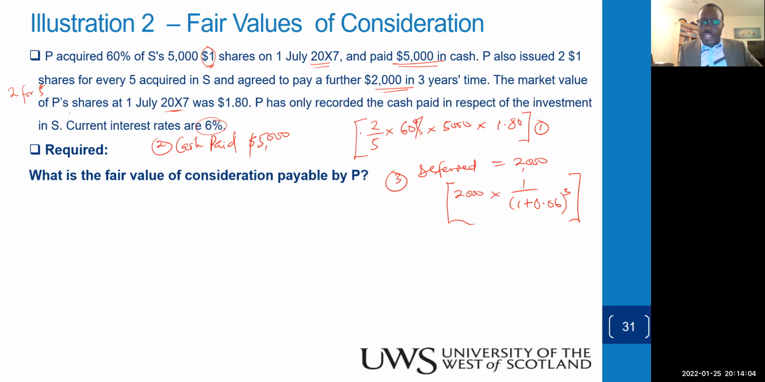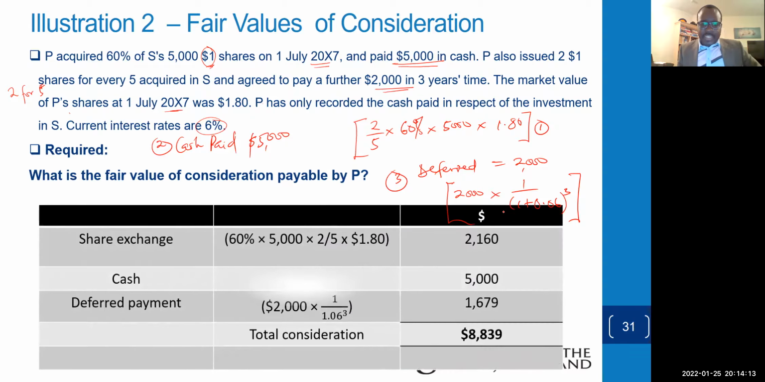When we add 1, 2, and 3, it gives us the fair value that we paid as consideration to acquire the subsidiary. That's the solution I've plotted there. Cash is straightforward. The 2 for 5 times the share price, times the 5,000 holding that we had, gives us 2,160. And the deferred cash payment, the 2,000 discounted over 3 years, gives us 1,679. It tells you that the 2,000 we are promising to pay in 3 years is worth that today. So in effect, we are going to pay a total of 8,839.